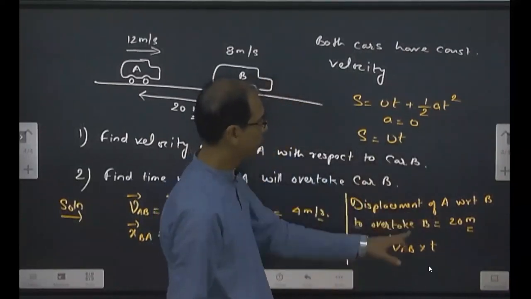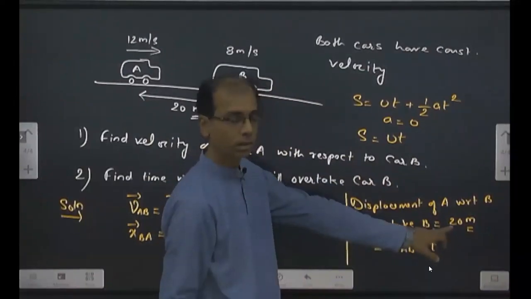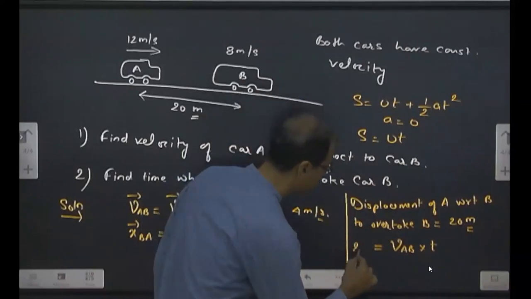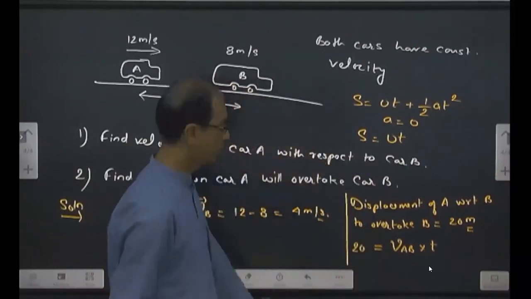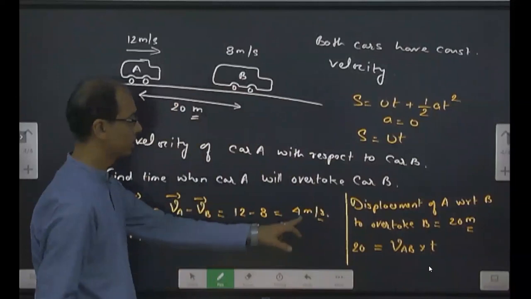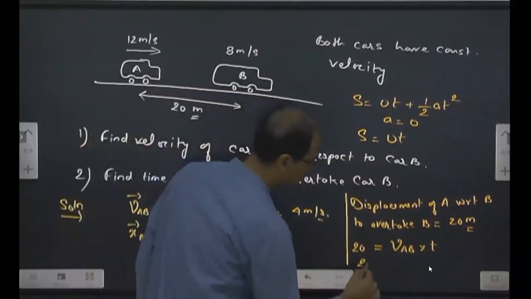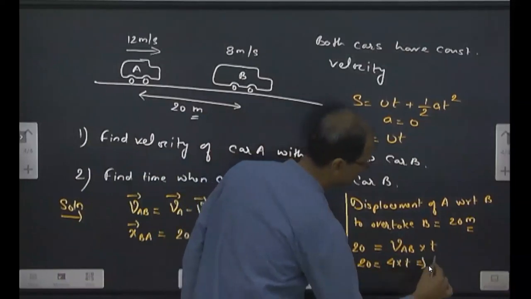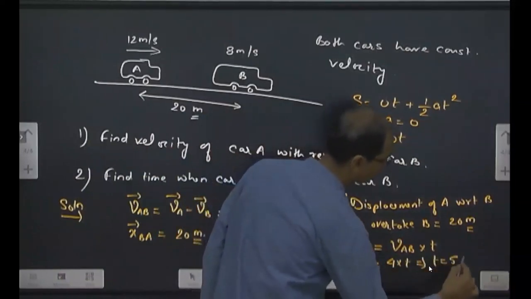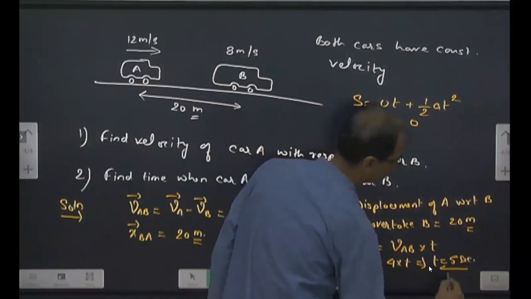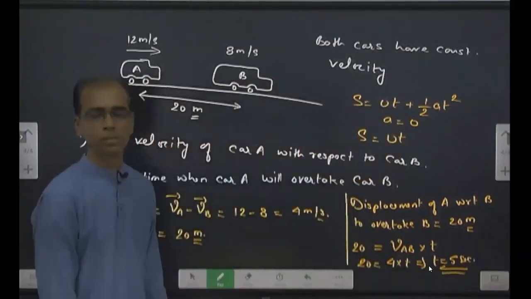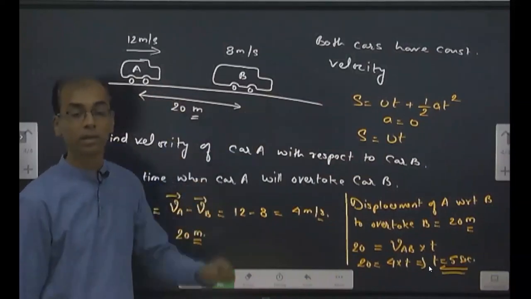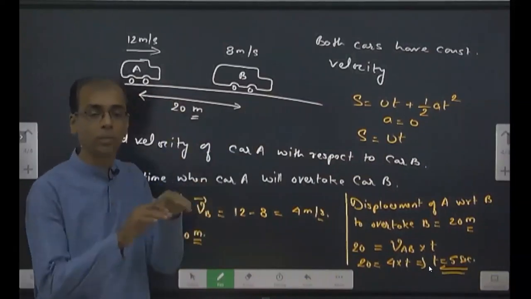Displacement of A with respect to B is 20 meter. That is equal to velocity into time. So 20 here. Velocity of A with respect to B already calculated. So 20 equal to 4 into t. That means what is time? 5 seconds. That's your answer. In 5 seconds, our car A will be equal to car B.